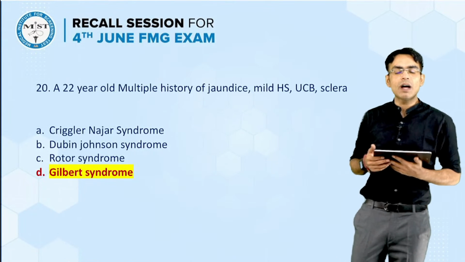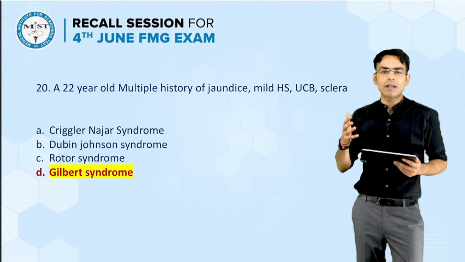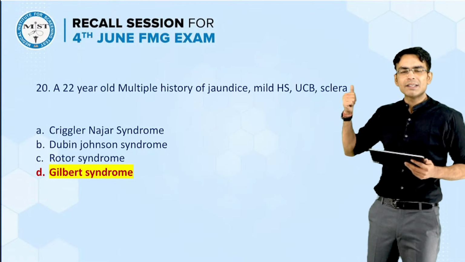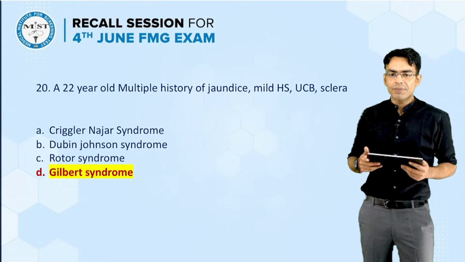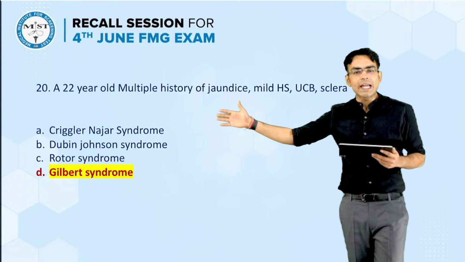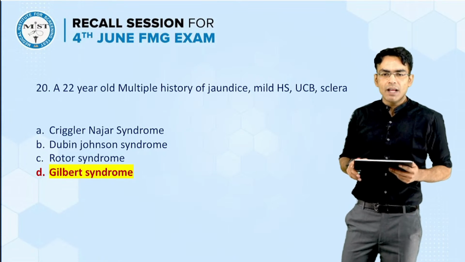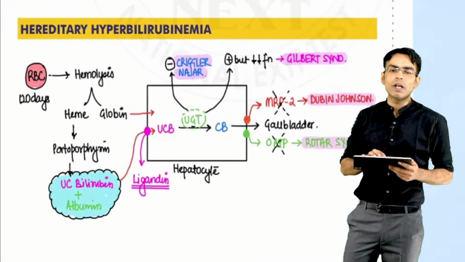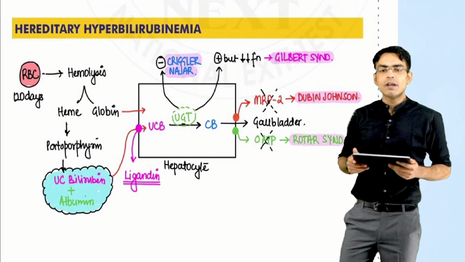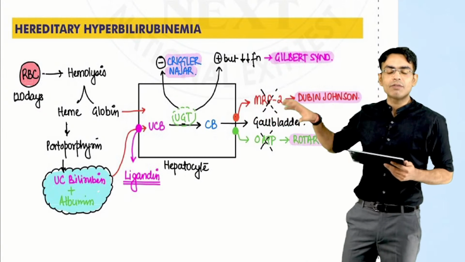Moving to the 20th question: a 22-year-old with a history of jaundice, mild hepatosplenomegaly, and unconjugated bilirubin was more. The sclera was also yellowish. What the students have told me in a recall is that they asked, out of the hereditary hyperbilirubinemias, all the 4 diseases, what will be this disease? Now this is a question which we have done very well in the classes, even in the 25 most important clinical MCQs which I have taken for pathology. I have discussed it over there, and this is the exact diagram which we have discussed in the class.